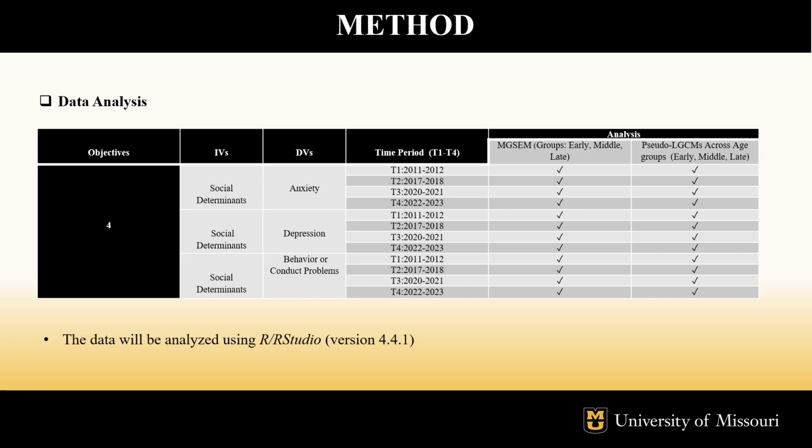For the fourth objective, multiple group structural equation modeling and pseudo latent growth curve modeling will be used. In this case, childhood age group will serve as the grouping variable to compare associations across developmental stages. Data analysis will be done through R software.